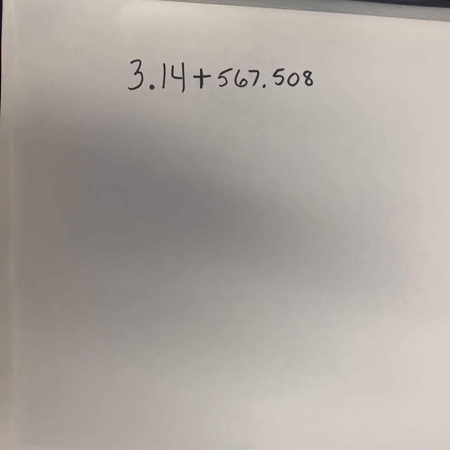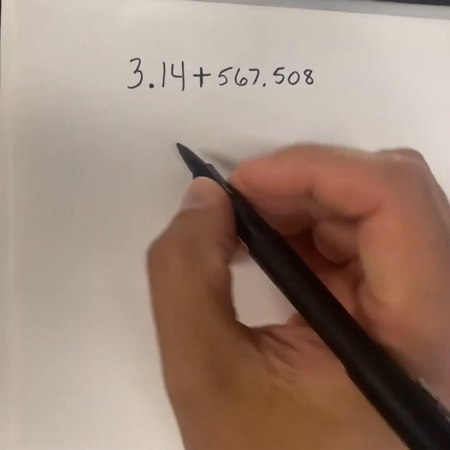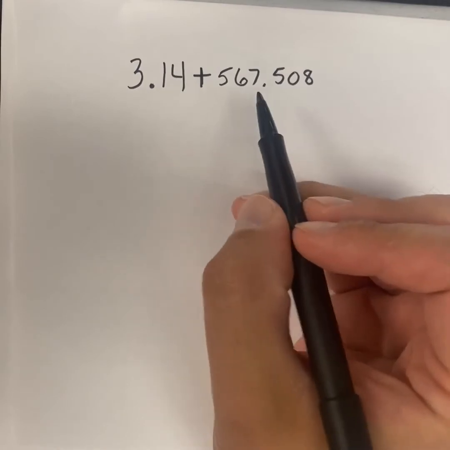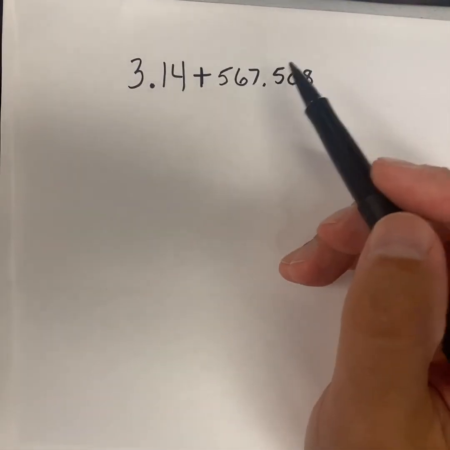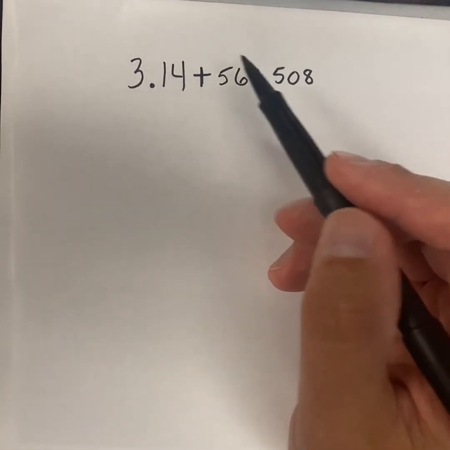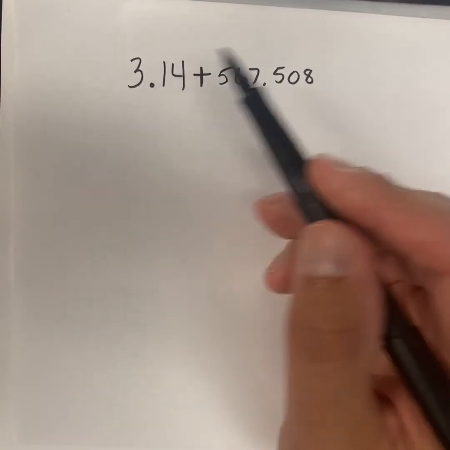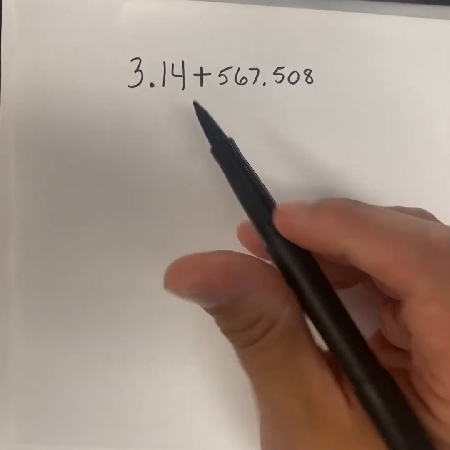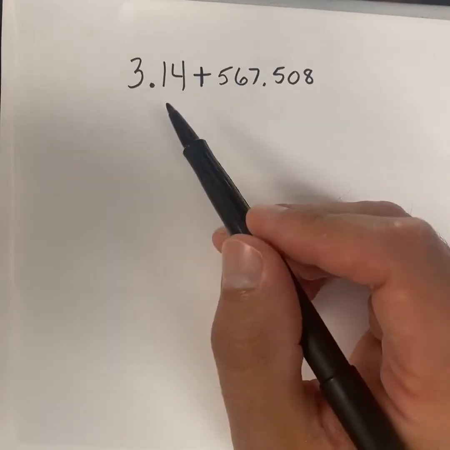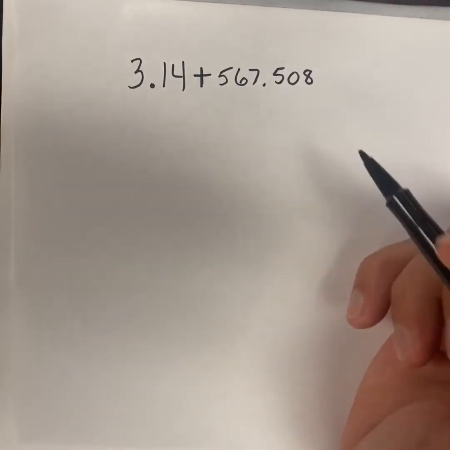So we have 3.14, which is actually pi, or the abbreviated version of pi, and we're going to add 567 and 508 thousandths to that. Remember, our first step is to rewrite this vertically just so it's easy to work with. So let's go ahead and do this. And I'm always a fan of putting my larger number on the top of an addition problem. Now that's a property that we can use with addition problems. It doesn't matter which one comes first. We cannot do that with subtraction because that would change our answer.